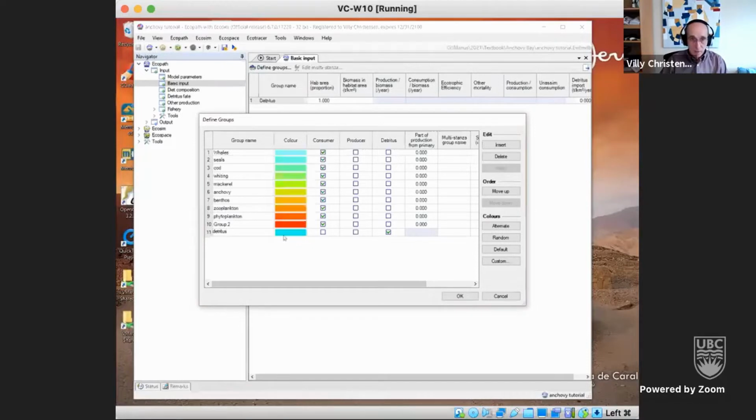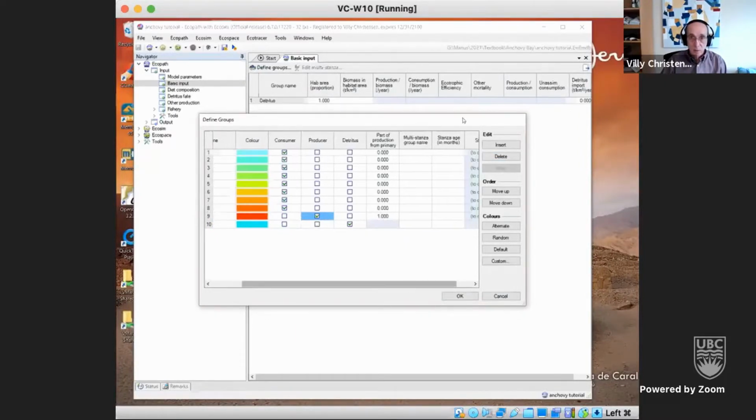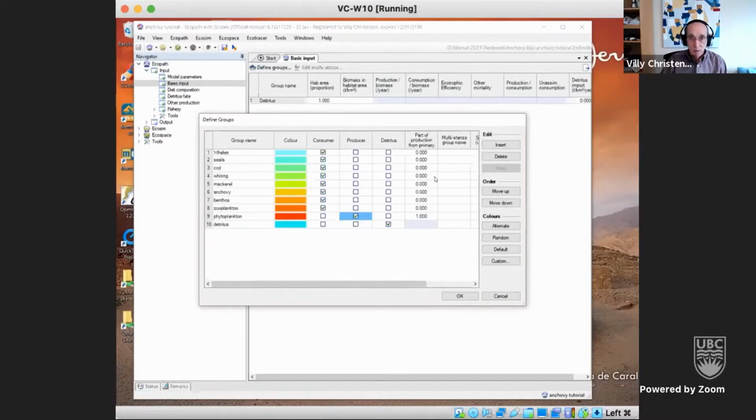And this one here, we're going to delete. Okay, now phytoplankton is a producer, so I'm going to check that. This here is also where we define the multi-stanza groups, but we're not going to do that. But if I, for instance, wanted to do it, I just need to write here, say for cod, I could write cod there, and when does it start and so on. We'll do that later, but this is also where you define that.